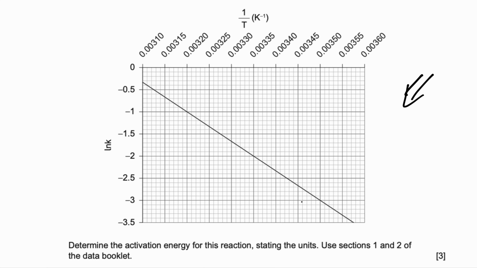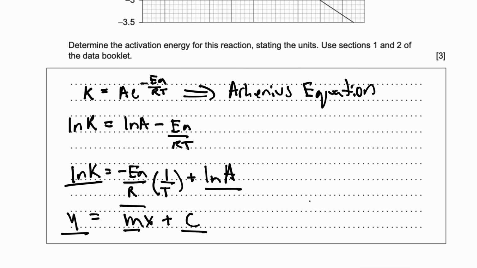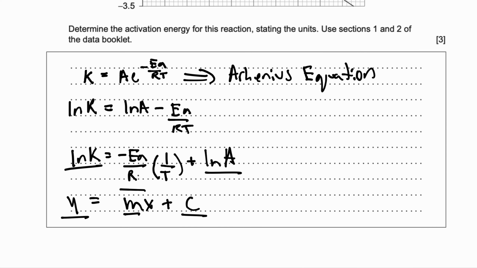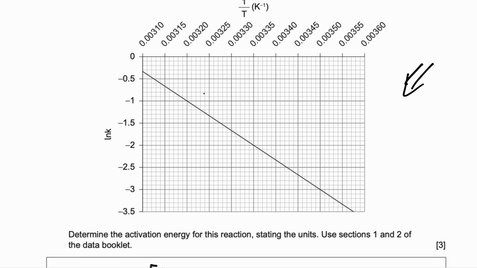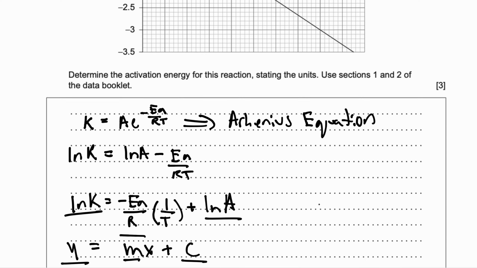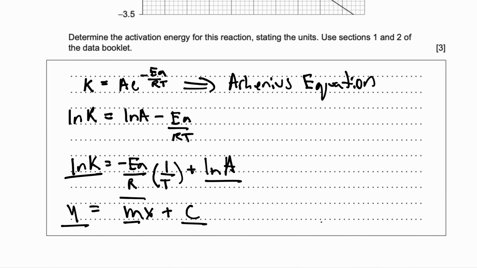Now, look at that. We are given a straight line in our graph. Can we not use this equation that we just derived to find out negative Ea over R? Why negative Ea over R? Well, that's your gradient, and gradient is something that I can very easily find on this graph. So let me find out what this gradient is, and I will tell you what happens next.